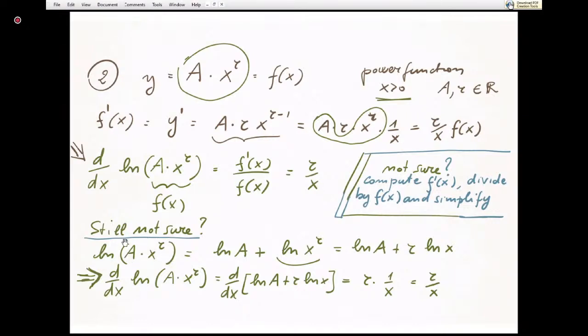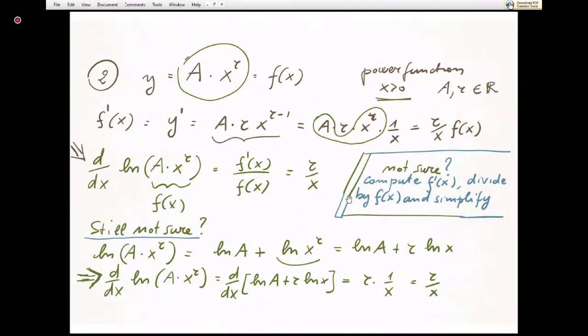It has a multiplicative structure, so it is the log of capital A plus the log of x to the power of r. So it is the log of capital A, which is a constant, plus r times the log of x, okay? Then, when computing the log derivative of the original function, I can compute the derivative of the log. The log is here. So the derivative of this one, this is a constant, it disappears, this becomes r times 1 over x, r over x, which is exactly the same result as above.